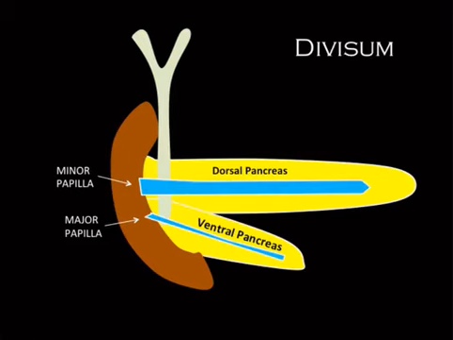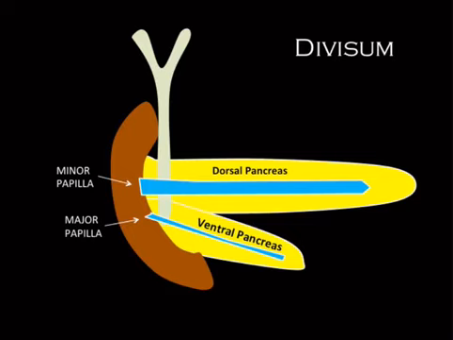Now in pancreas divisum, you have failure of the dorsal and ventral pancreatic ducts to fuse. So instead of getting that sort of stair-stepped look, they are horizontally oriented, like you're climbing a ladder, and that's what you're seeing there on the CT. And the result of this is that the dorsal pancreatic duct, the big one, is draining into the minor papilla, the smaller one, and the ventral pancreatic duct is draining into the major papilla, so along with the common bile duct.